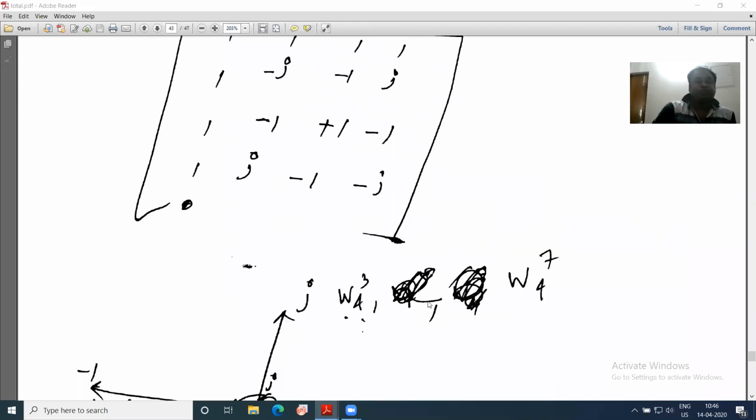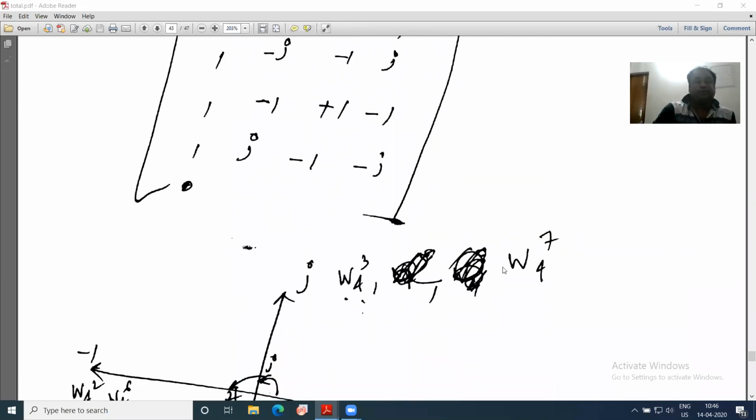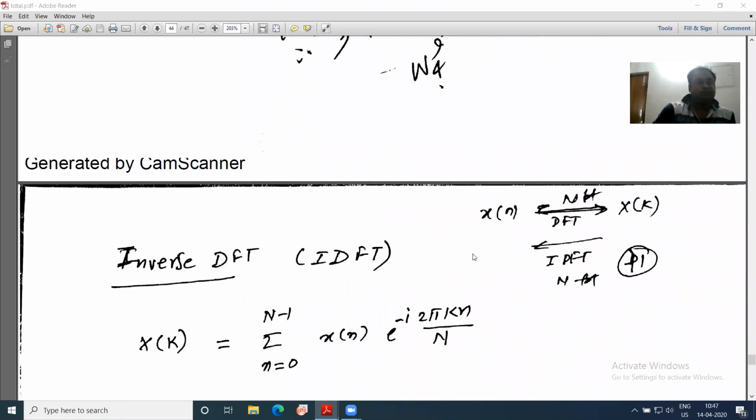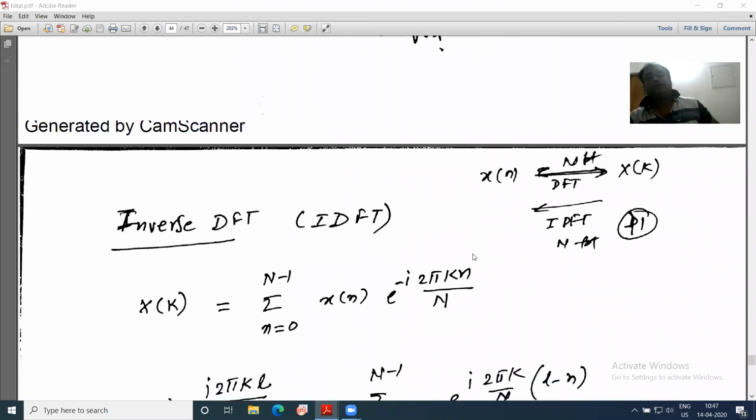So this could be used for calculating any 4-point DFT, right? But this will not work for 8-point DFT. For 8-point DFT you have to do the standard calculation. Okay? Any doubt you can ask?